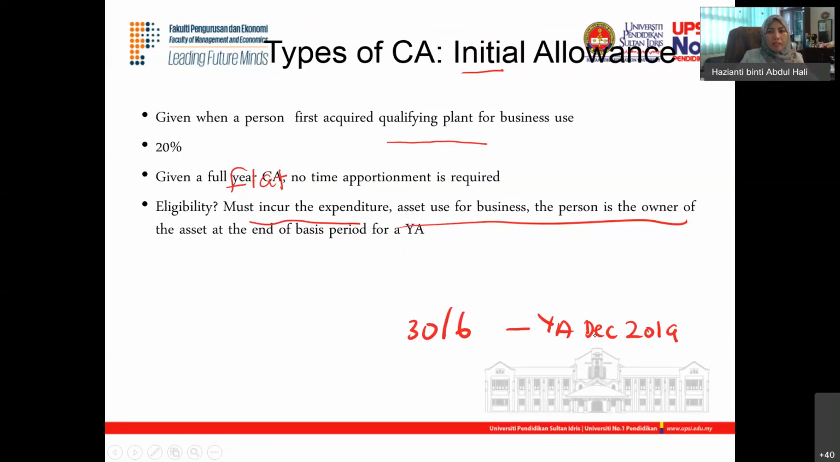Let's say the business end in December, tapi dia beli barang tu in June. Kita tak perlu buat proportionment of time. Kita just terus ambil 20% darab dengan whatever cost that they incurred sahaja. Eligibility, okay, go back to the 4 criteria tadi tu, mesti incur the business, incur the expenditure, asset mesti used for business. The person must be the owner of the asset at the end of receipt period.